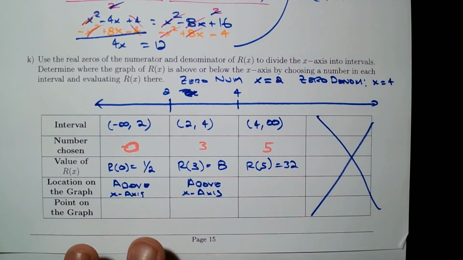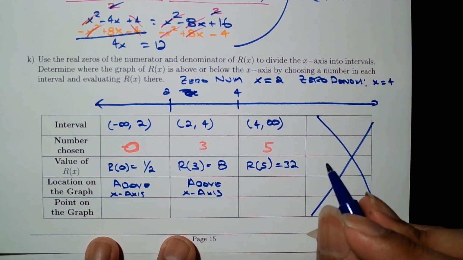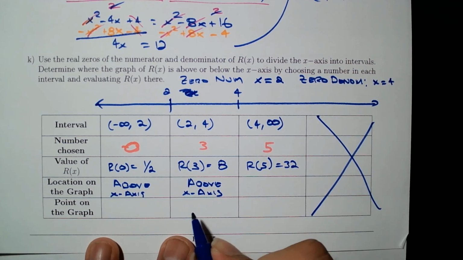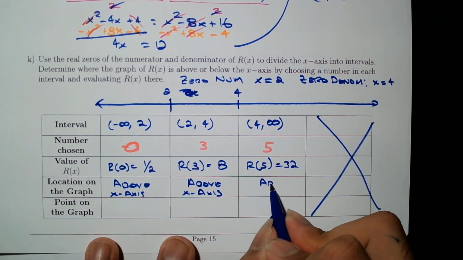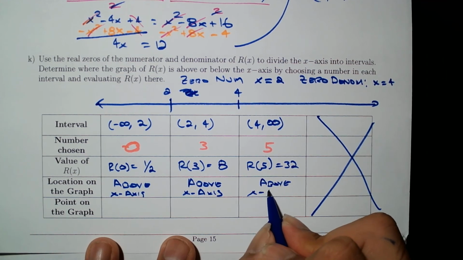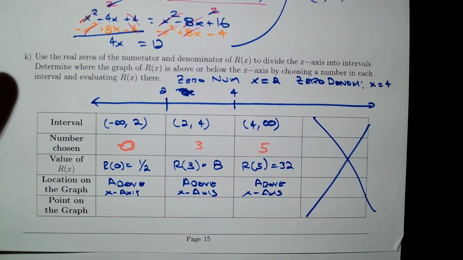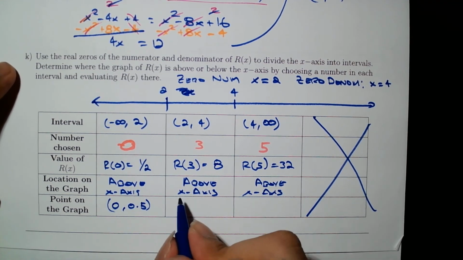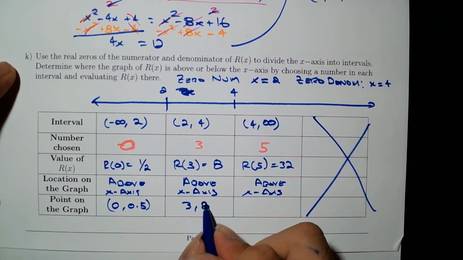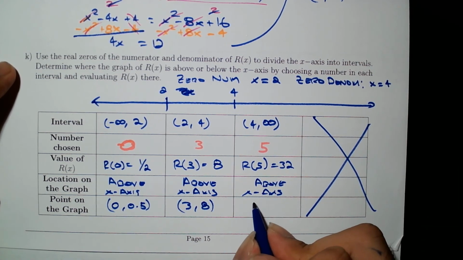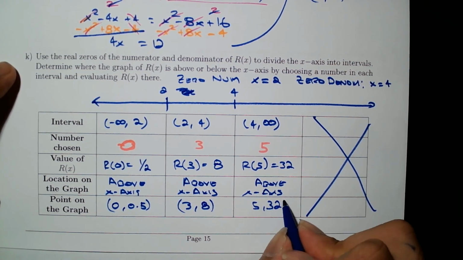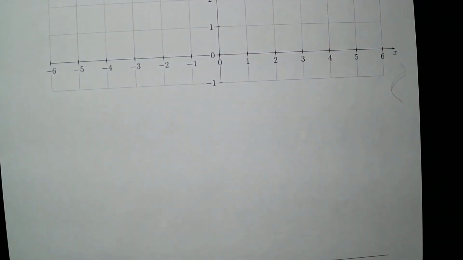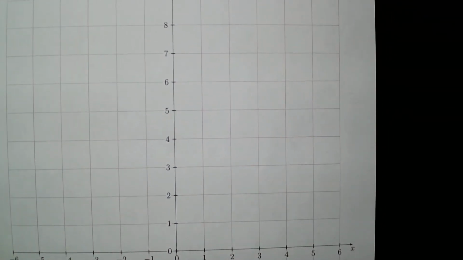I'm not going to be able to plot that value, but I'm going to try something here anyway. Okay, so that's also above the x-axis. So the points of the graph are 0, 0.5 instead of a half, and then 3, 8, and 5, 32. All right. So we have all the information to finally have the graph of this function.